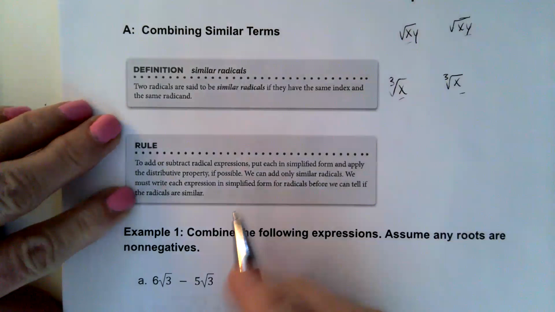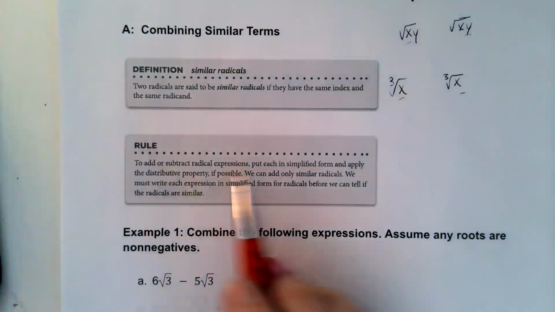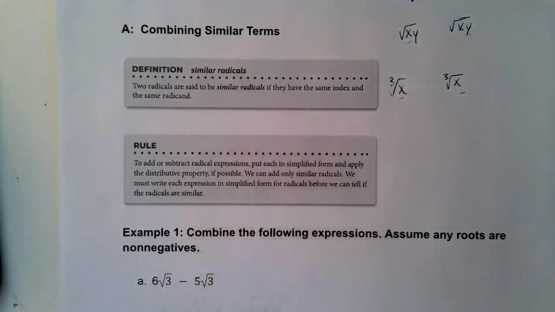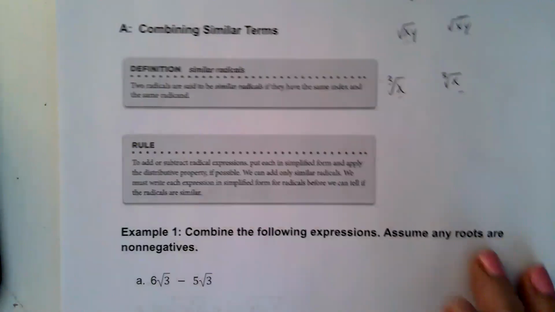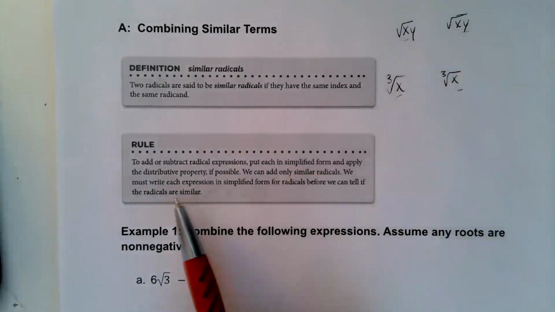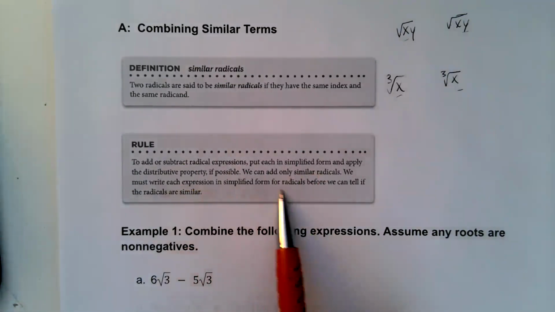Okay, and the rule says to add or subtract radical expressions, put each radical in its simplified form and apply the distributive property if possible. We can add only similar radicals. We must write each expression in simplified form for radicals before we can tell if the radicals are similar.